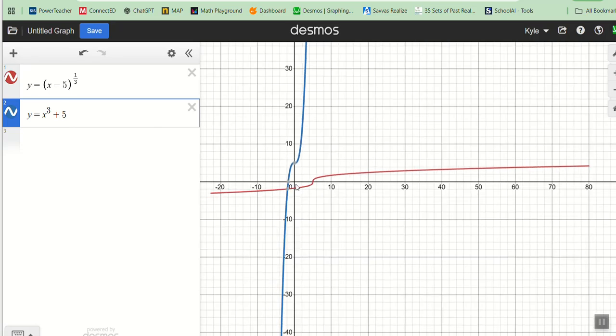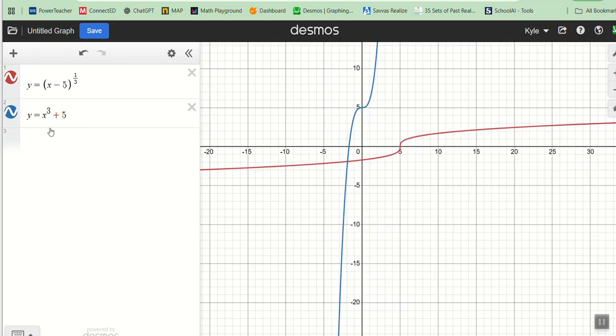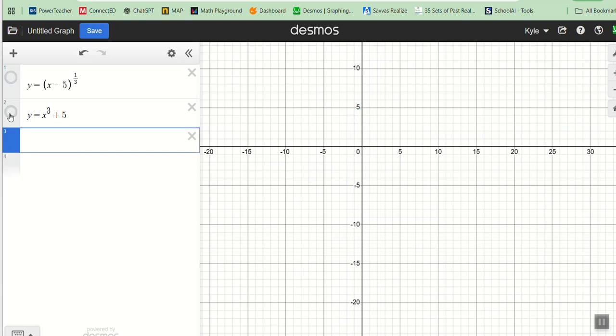Are these graphs related? Yes. They kind of look similar. We had another pair of function and its inverse. I'm going to turn these ones off for a second. What were another pair of f and f inverse that we did? Check your notes.